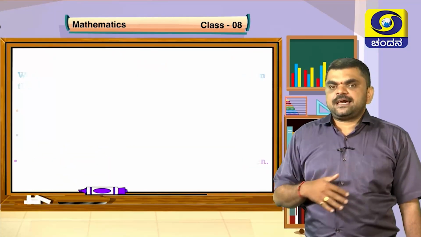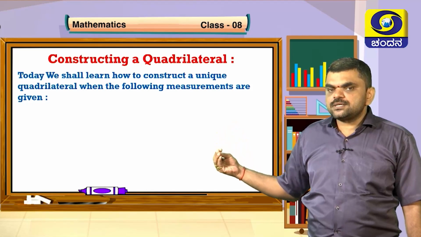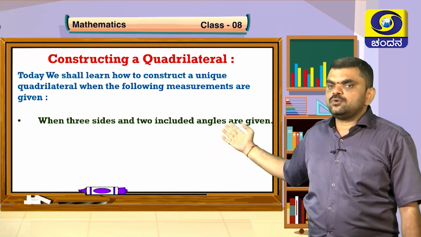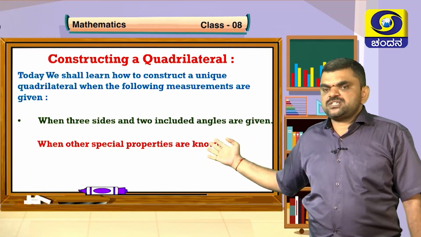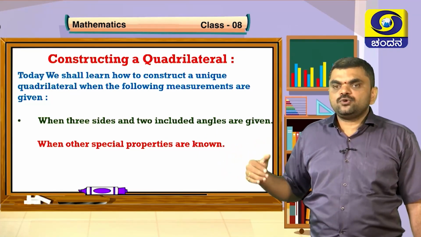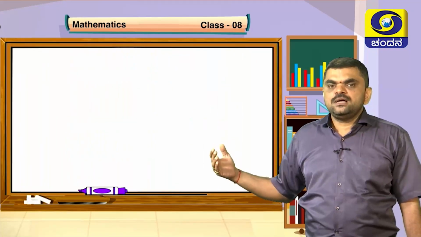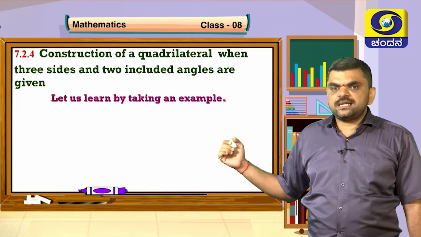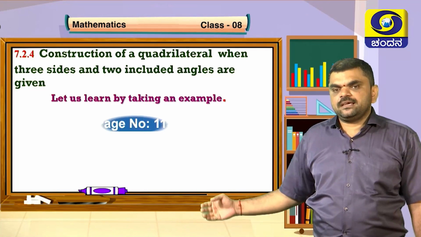In today's class, we are going to discuss the construction of a quadrilateral when 3 sides and 2 included angles are given, and one more, when other special properties are known. These 2 we will discuss in today's class, children. Are you ready for today's class? Yes. Now let us discuss the construction of a quadrilateral when 3 sides and 2 included angles are given. Let us learn by taking an example.